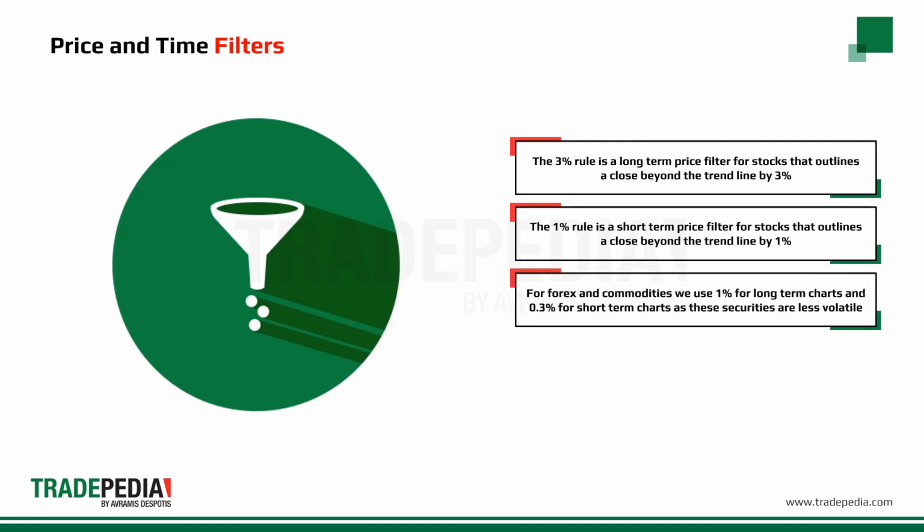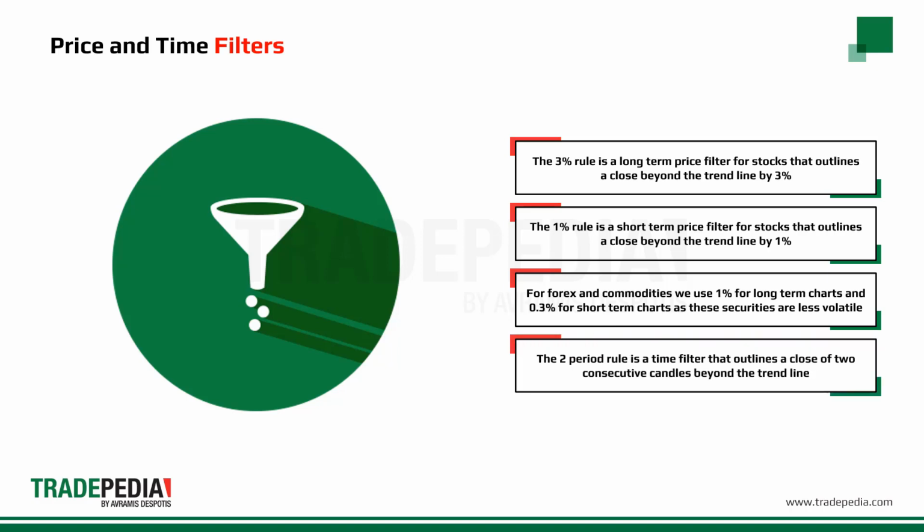For Forex and commodities, we use 1% for long-term charts and 0.3% for short-term charts, as these securities are less volatile. An alternative filter is a time filter that outlines a close of 2 consecutive candles beyond the trend line to confirm the break.